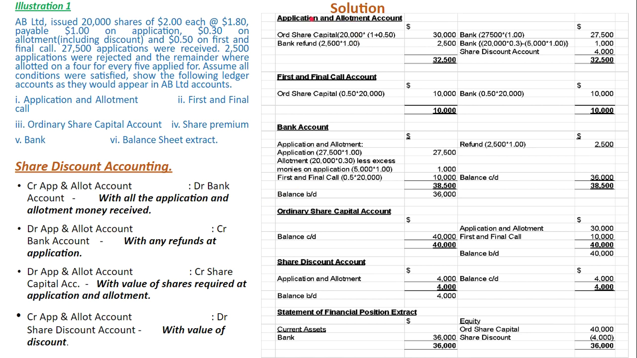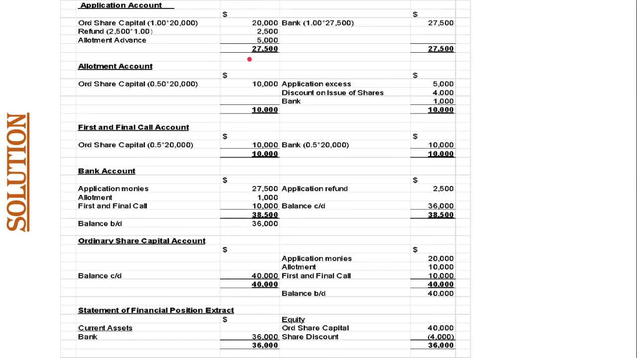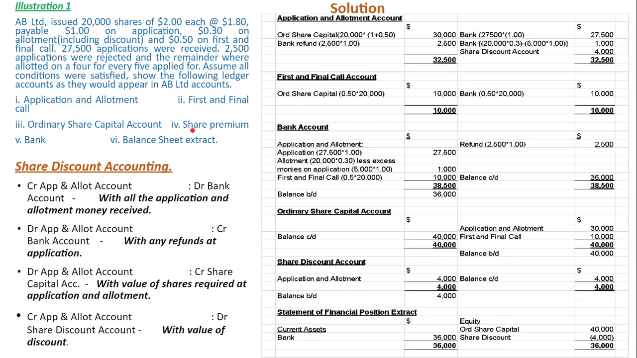We debit it with any refunds. We are told in our question that 2,500 applications were rejected. We go to the next accounting note, which says debit application and allotment account with any refunds at application and credit bank account.